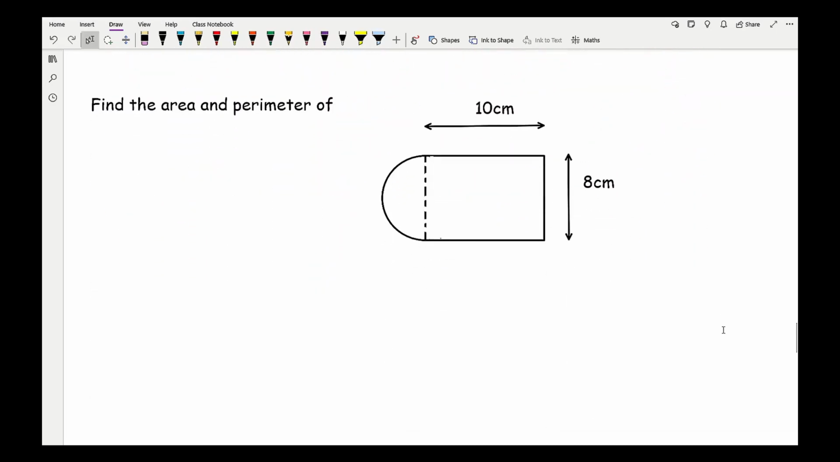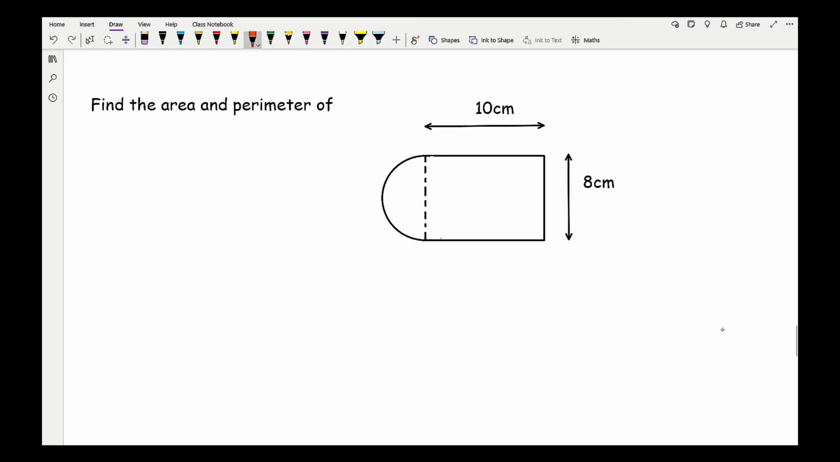So moving on to another question here. Here we're asked to find the area and the perimeter of this particular shape. You can see that I've got a semicircle and a rectangle. Again, just make sure that you are working with the same units. Centimeters for both of those lengths is absolutely fine.